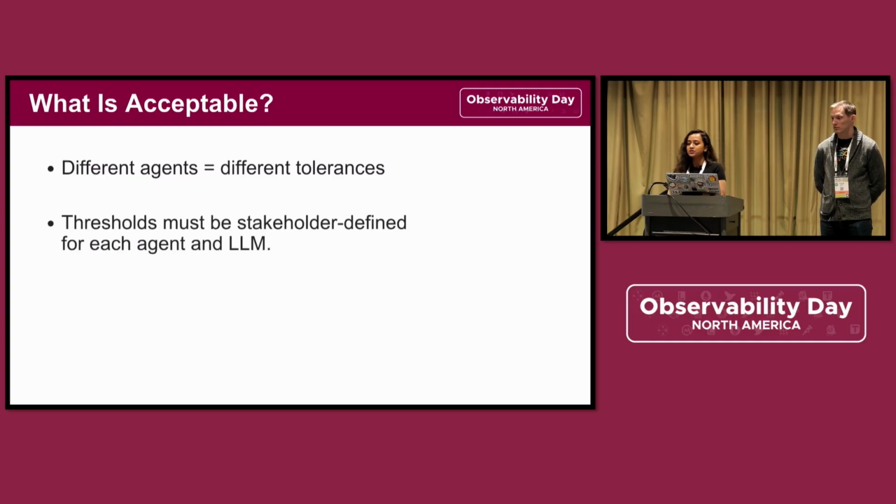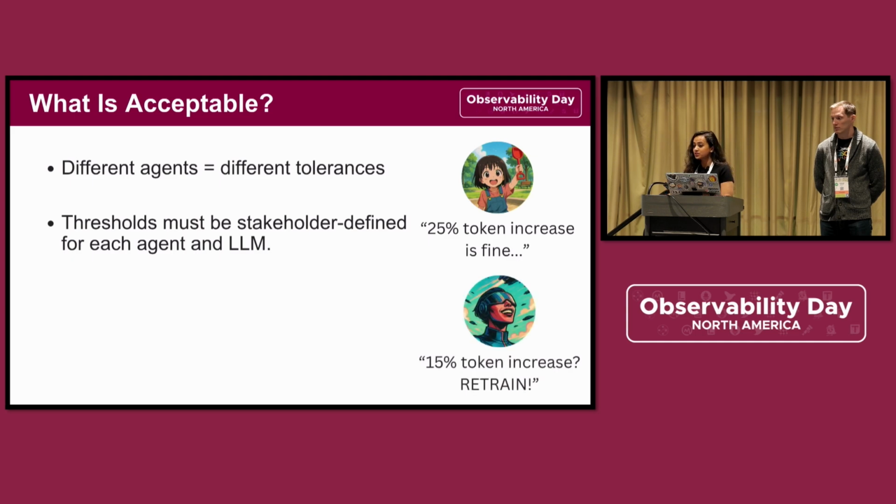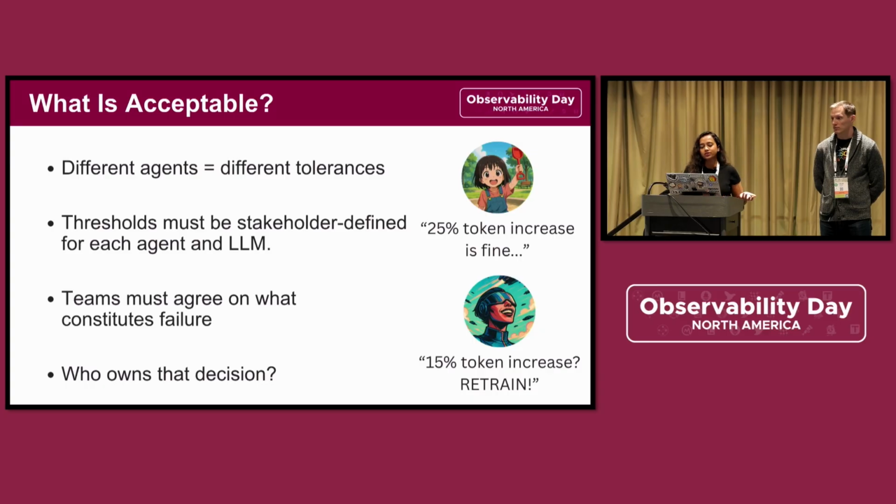Then the threshold must be stakeholder defined. For example, your data scientists say that, hey, I need a 25% token increase because for me, accuracy matters. But then the SRE ops team says 15% token increase, really? Retrain? So yeah, you can see different teams, different stakeholders have different needs. And teams must agree on what constitutes the failure. So who owns that decision? We again come back to the same question.